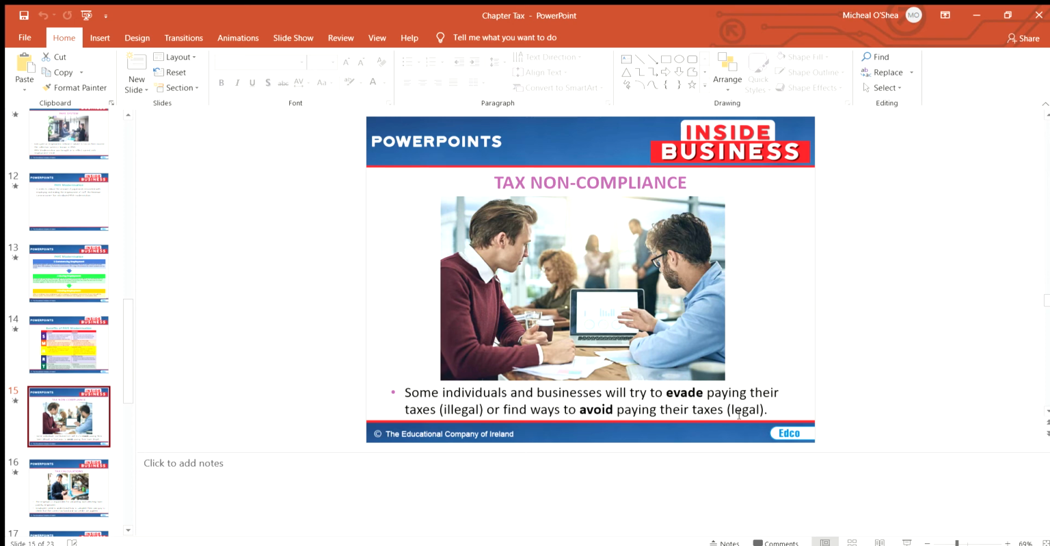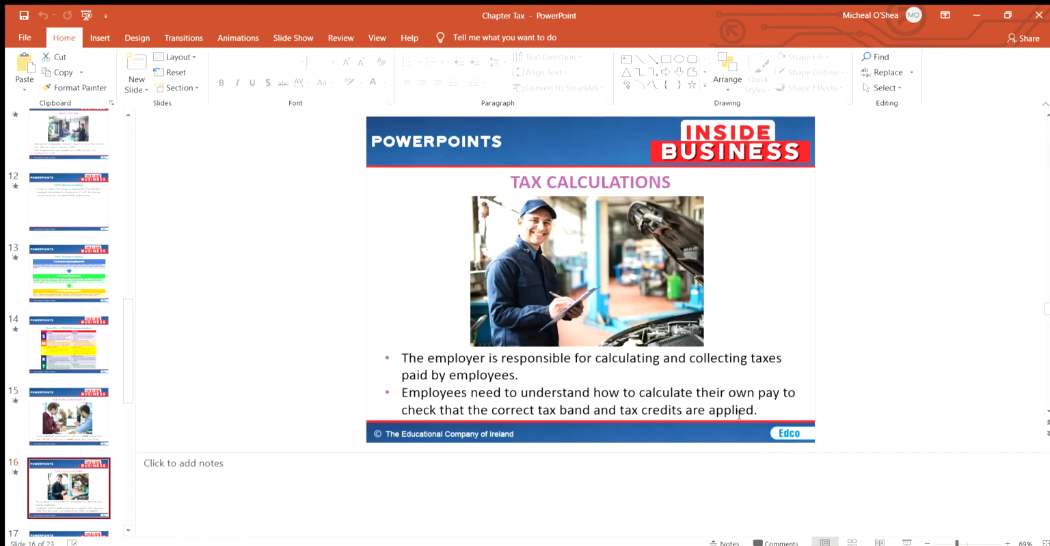Tax evasion is illegal. There are a lot of different sentences, ranging all the way up to a prison sentence, and the revenue commissioners work very hard to track down people who might be evading tax.